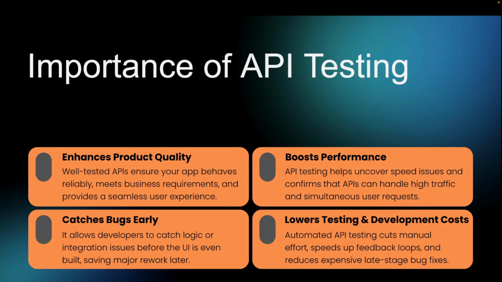Next is it boosts performance. You can test how your API performs when thousands of users are accessing it at the same time. Third one is it catches bugs early. So APIs can be tested before the front end is built, helping catch bugs early in the development cycle. The last point is it reduces costs and time. Automated API testing means faster release, fewer bugs in production, and lower maintenance costs. In short, API testing saves time, money, and customer frustration.